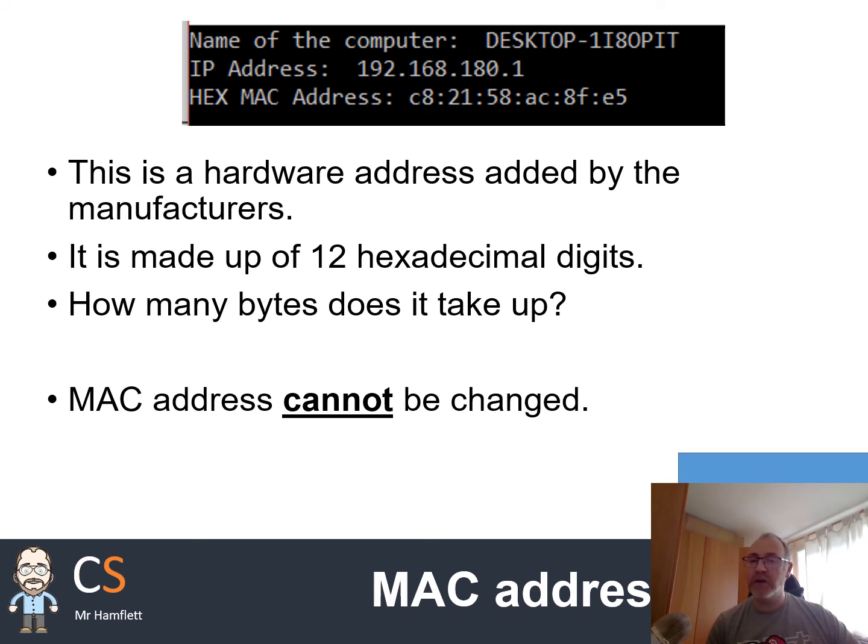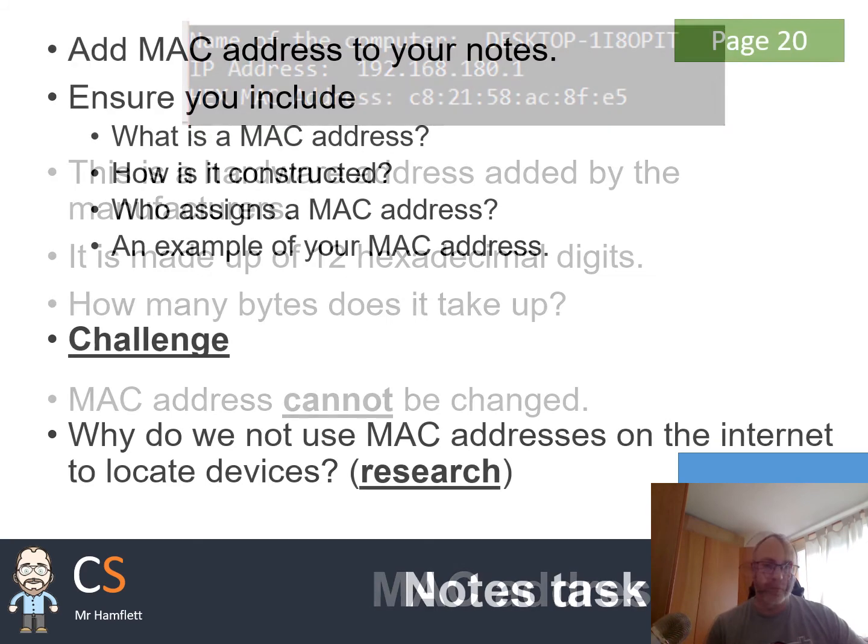Okay, so where an IP address is made up of 4 numbers, MAC addresses are made up of 12 hex digits. So if you figure out how many bytes that is, remember each hex digit is 4 bits. So if I have 12 of them, that's going to be 6 bytes. So it's slightly bigger.